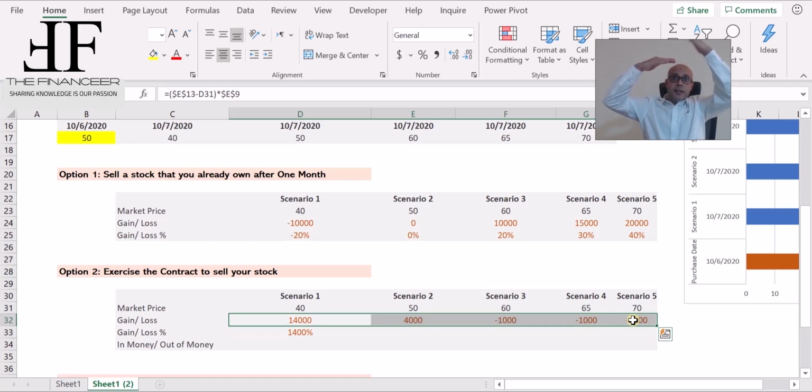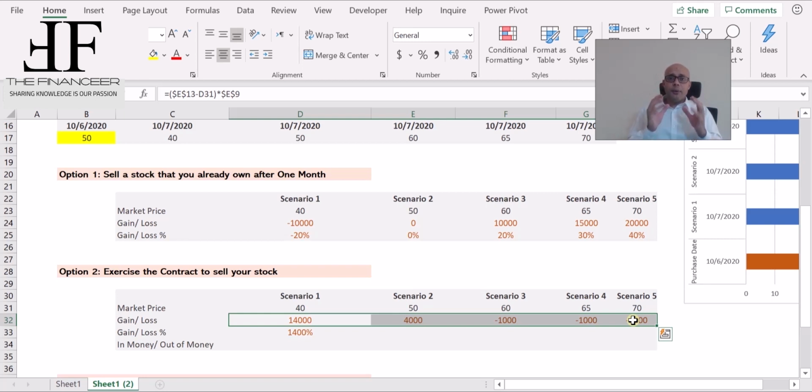You cannot exceed it. How much is the loss? How much is the maximum loss? This is the $1,000 that you paid originally. But how much is your gain? It is open. You can achieve as much gain as you expect, based on the market reactions on the market price.